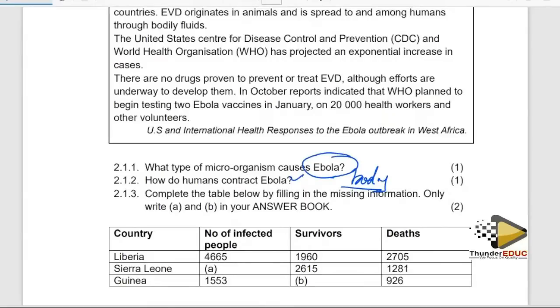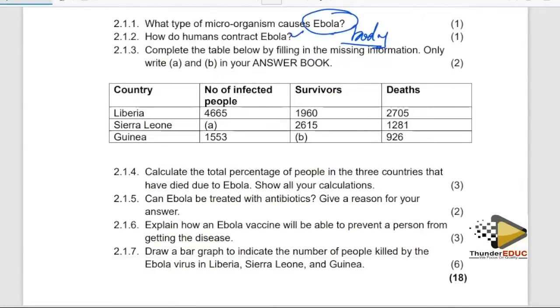Complete the table below by filling in the missing information. Only write A and B in your booklet. So how are you going to find the answer here? We have the number of infected people, survivors, deaths. If you subtract this from this, you'll remain with this. To get this, you add this plus this. If I make this X or B, this plus this is equal to this, but I don't know this. Therefore, this minus this. So I'm going to say 1553 minus 926. The answer I get must be for B here.